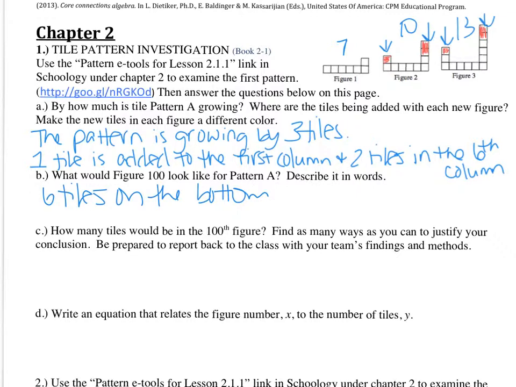Then what we can do is go back to Figure 1, Figure 2, and Figure 3 and see, is there some kind of connection. Figure 1 has 7 tiles, Figure 2 has 10, Figure 3 has 13. After examining this, I've noticed that my figure number is the same number of tiles in that first column. Figure 1 has 1 tile, Figure 2 has 2 tiles, and Figure 3 has 3 tiles in that very first column. So if I'm looking at Figure 100, there's going to be 100 tiles in that first column.